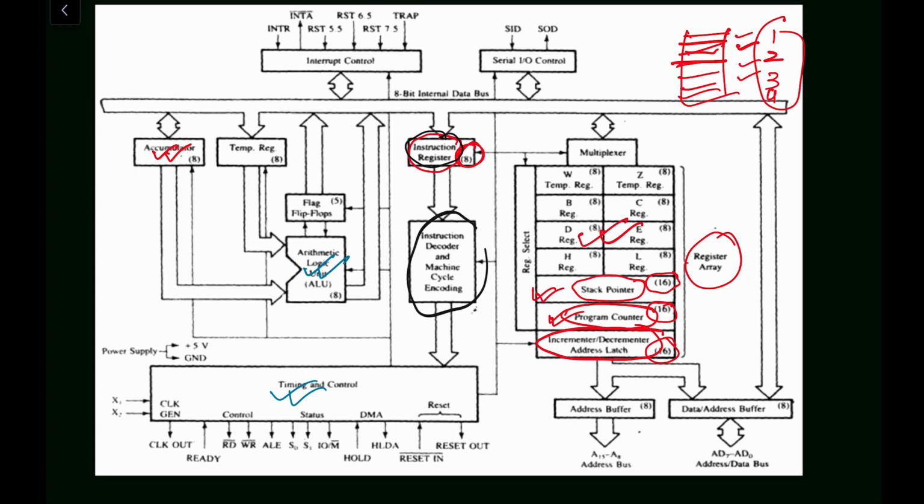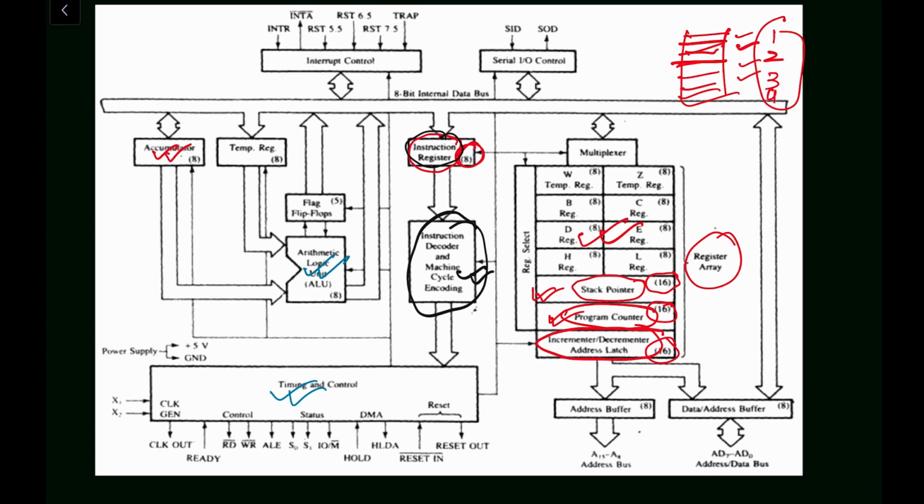The instruction decoder and machine cycle encoding is also very important. This will decode the information and it will encode the machine cycles for the successful operation of this unit. So these are the points we have already completed.